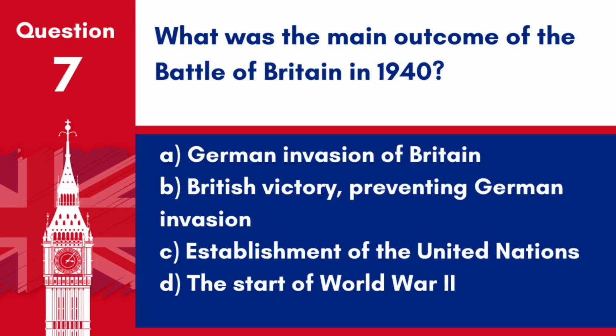Question 7. What was the main outcome of the Battle of Britain in 1940? A. German invasion of Britain. B. British victory, preventing German invasion. C. Establishment of the United Nations. D. The start of World War II.